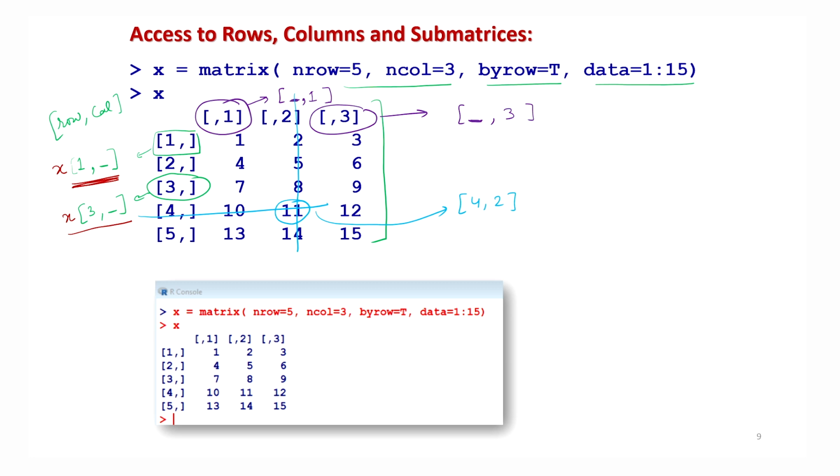Similarly, if you want to recall the first column, then you simply have to write down here X and the address of the first column. And similarly, if you want to recall the third column, then the complete address is X inside the square brackets, comma 3.